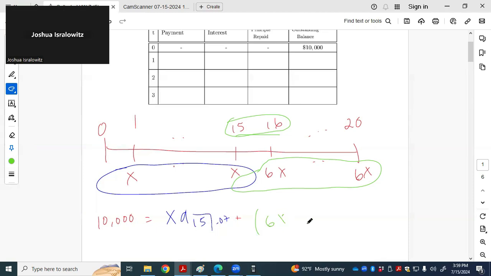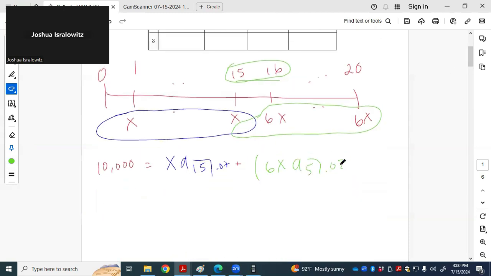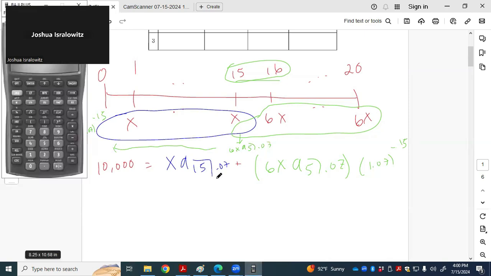But anyway, 6X, a 5 angle at 7%. Then you've got to discount this by 15 years. Right. And you can factor out an X.